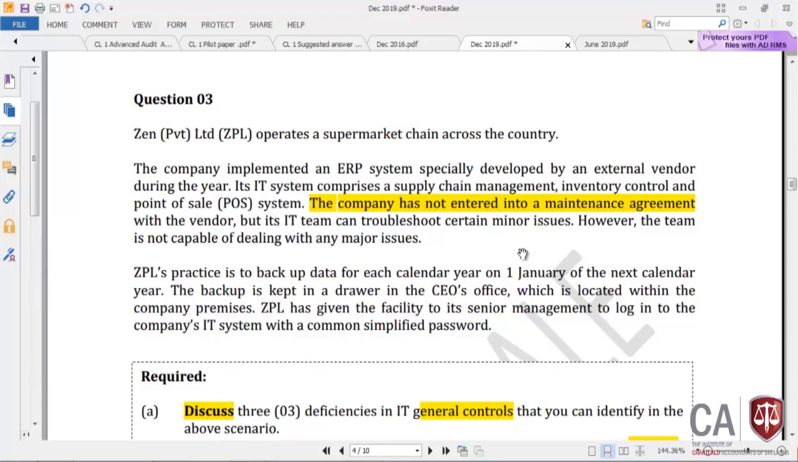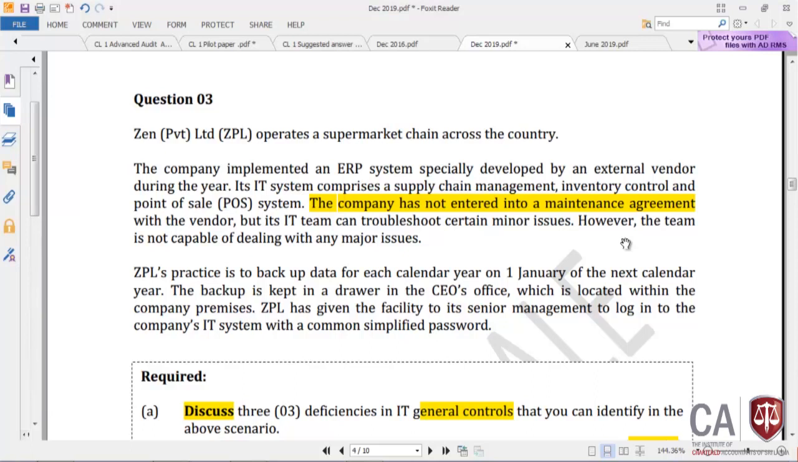Then you have to write for the 2 marks. When you are writing, you have to elaborate. So you can write this as a point: the company has not entered into a maintenance agreement. So therefore, this could become a general weakness. As to why and how it happens, because this is tailor-made software, the continuity of the company's business will be affected if they say the services cannot be further provided. So that is one point. And also it says, however, the team is not capable of dealing with any major issues. Obviously, if the team is not capable of handling major issues, definitely we need their support. For that there should be an agreement.